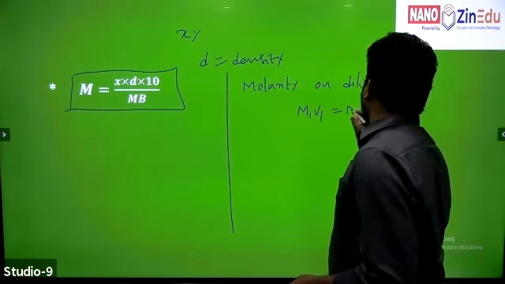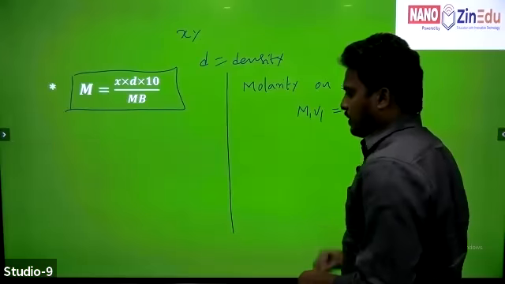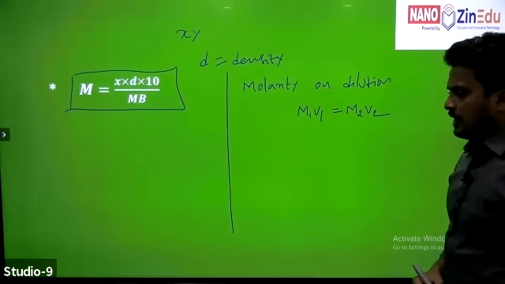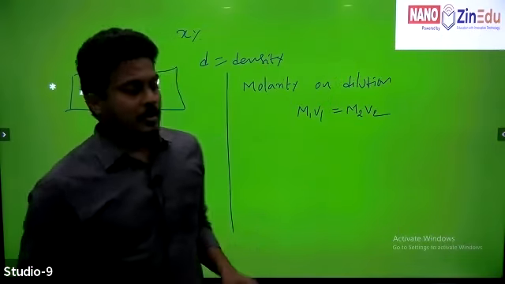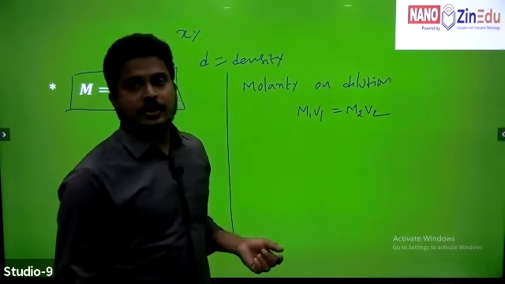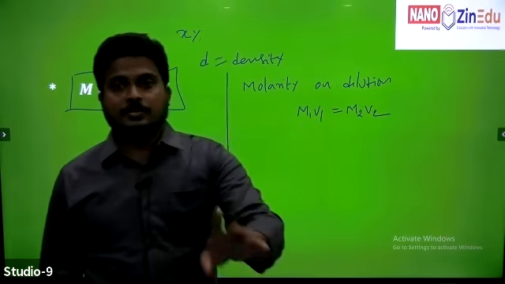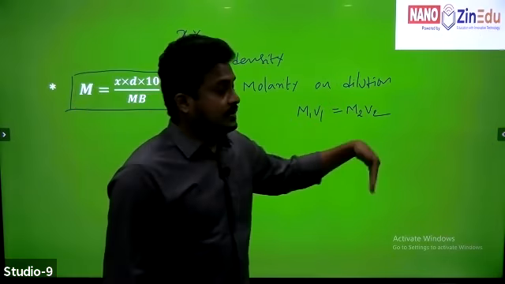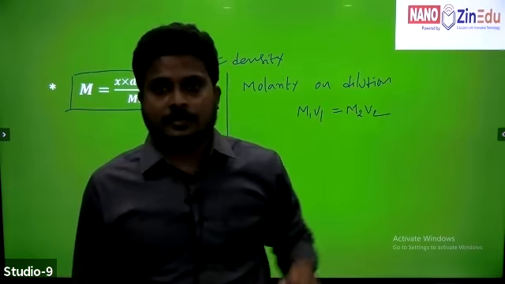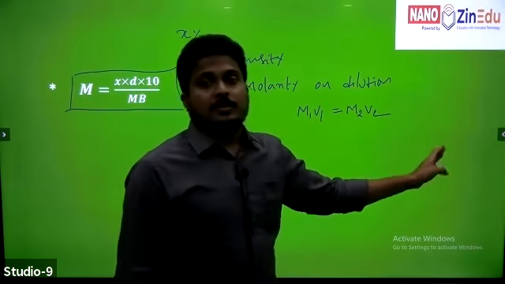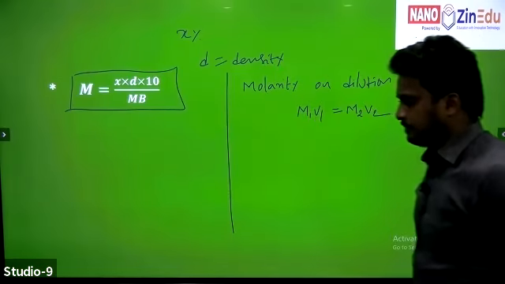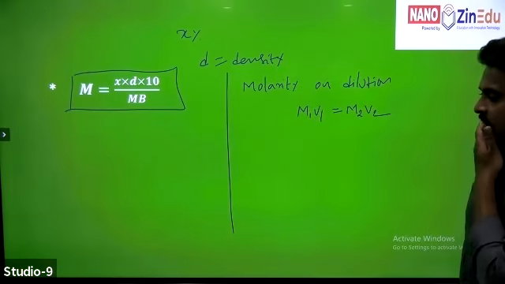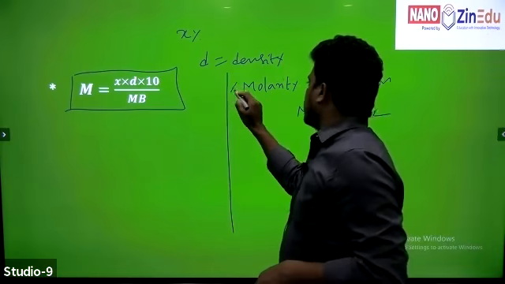M1V1 is equal to M2V2. Molarity on dilution, M1V1 is equal to M2V2, where M1 is the molarity of the solution before dilution, V1 is the volume of the solution before dilution, M2 is the molarity of the solution after dilution, and in the same way V2 is the volume of the solution after dilution, right? M1V1 equal to M2V2.